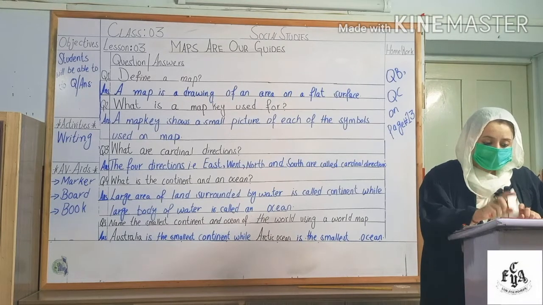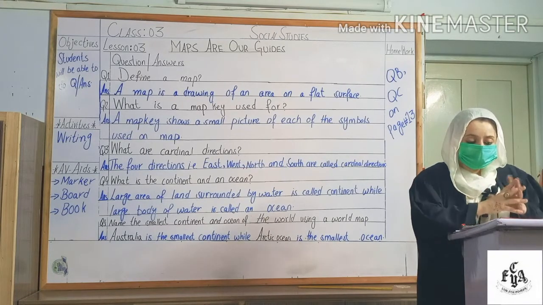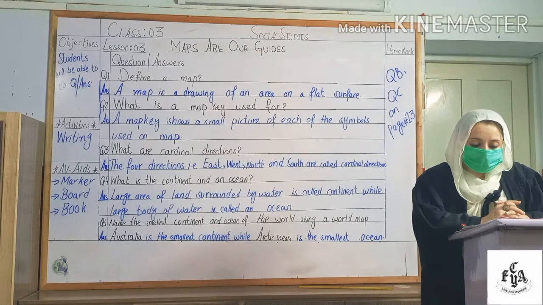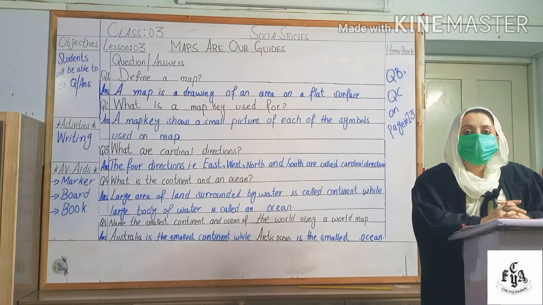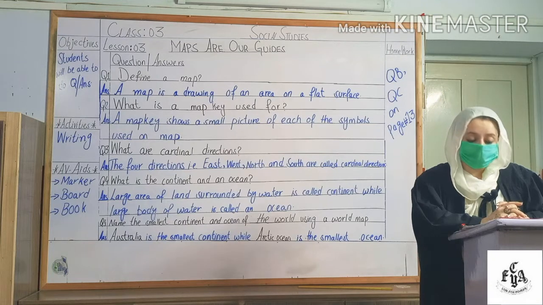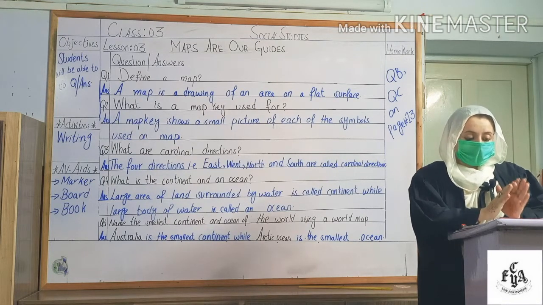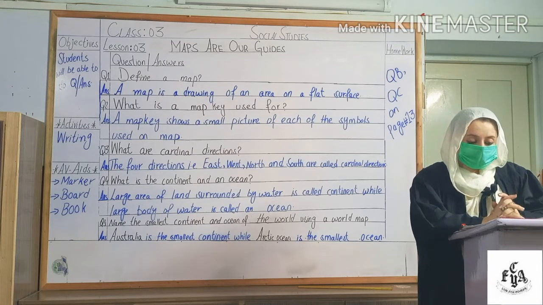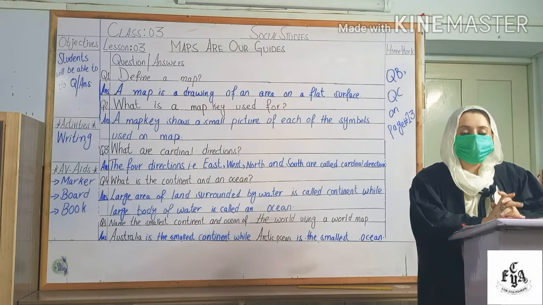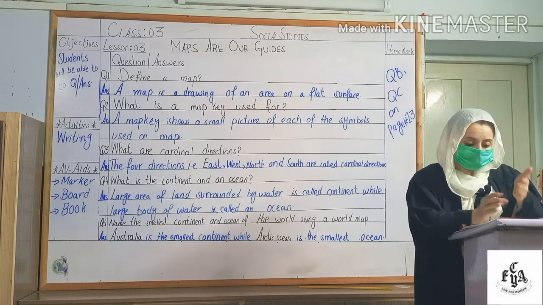And question C is you will have to label continents and oceans on the world map below. You can take help from Google, you can take help from YouTube as well. There are 7 continents and 5 oceans. You have to mention and label all these on this map.